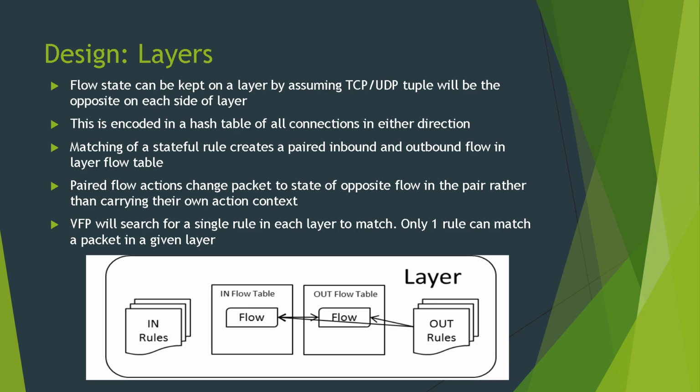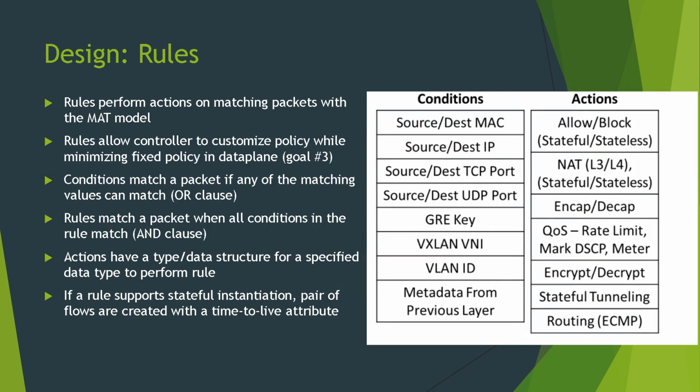A key attribute is that VFP will only search for a single rule in each layer, because only one rule is allowed to match a packet in any given layer. Rules themselves are the entities that perform actions on matching packets for the match action table model. These rules help solve goal number 3 for Microsoft themselves, which will allow the controller to customize their own policy while minimizing fixed policy in the data plane.